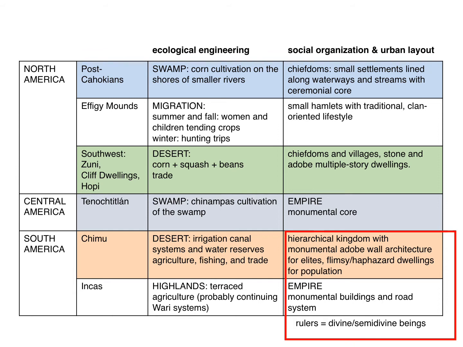What that means is that in terms of ecological engineering, this way of thinking through the Anthropocene, this way of humans manipulating the environment around them, we are stepping things up quite a bit. Today, the Chimú that we're looking at are in desert conditions on the coast of what is now Peru. And responding to that, they are creating irrigation canal systems, water reserves, and advanced modes of agriculture, fishing, and trade.